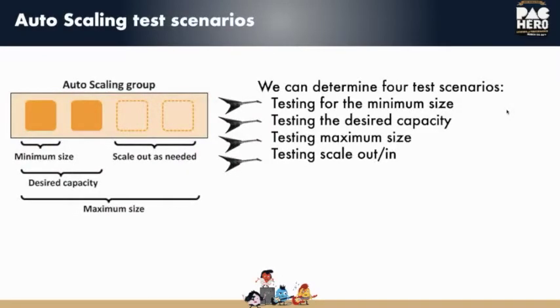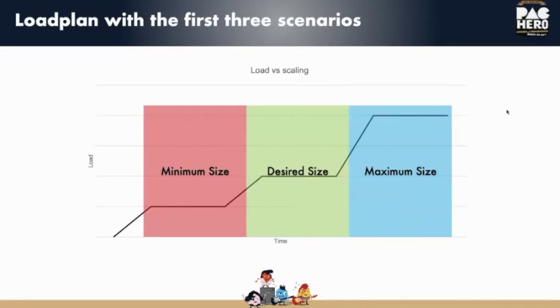So when defining test scenarios for your load test for autoscaling, I can come up with four. The first three are pretty easy. It's the testing for the minimum size, for the desired capacity, and for your maximum size. And the last one being the testing for scaling out and in, so scaling up and down in infrastructure. The first three, you can combine into one test scenario, or you can do it in separate ones.